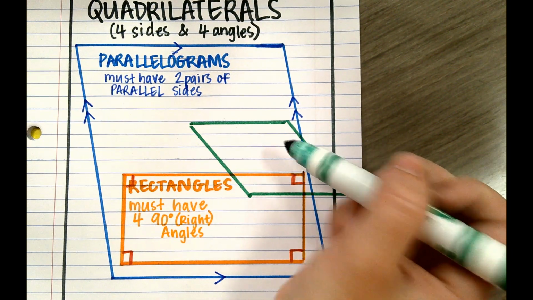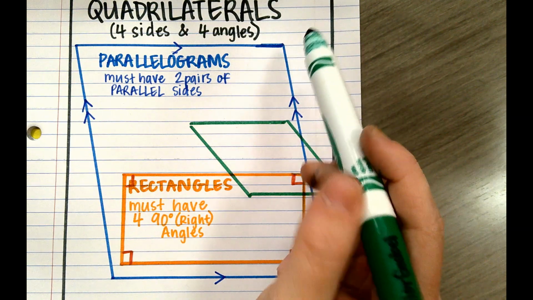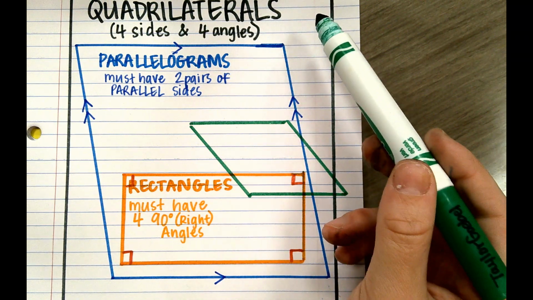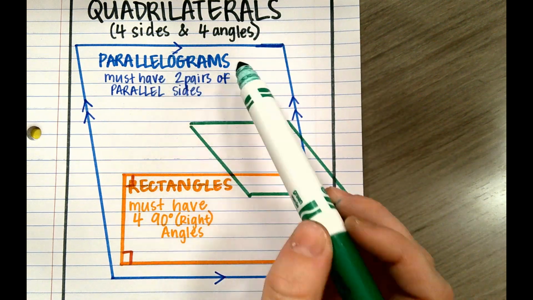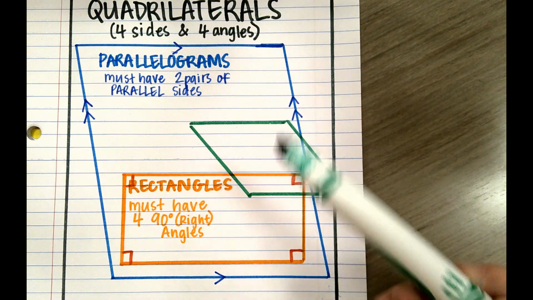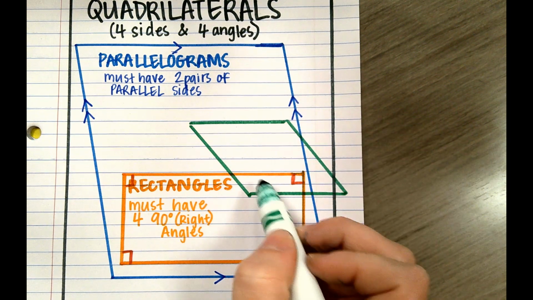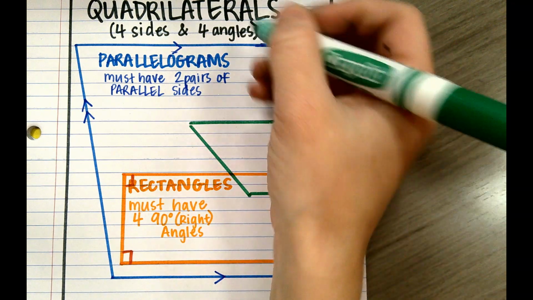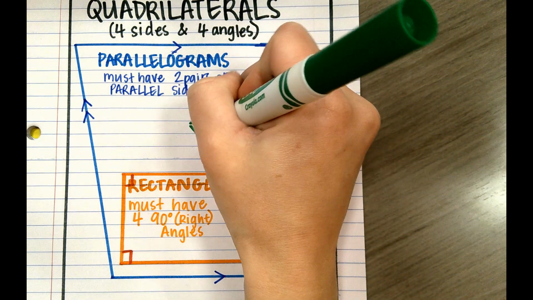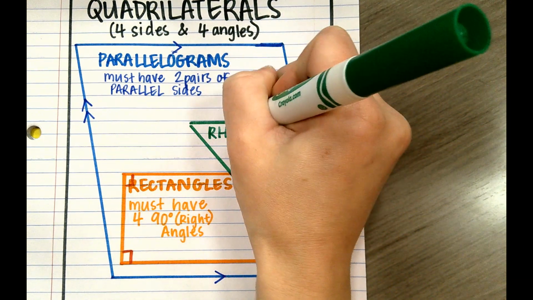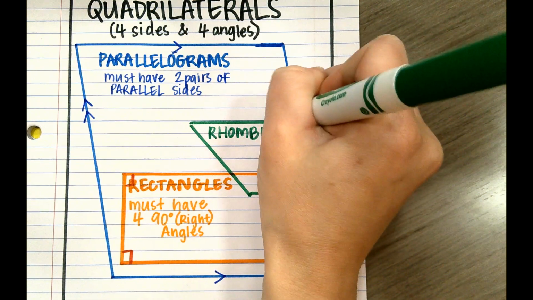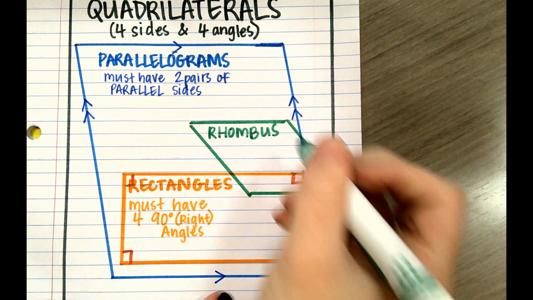This is a rhombus. It has 4 sides and 4 angles, so it is a quadrilateral. It has 2 pairs of parallel sides, so it's a parallelogram. And there's going to be something that goes in here. So this is a rhombus. And it's got 4 equal sides.